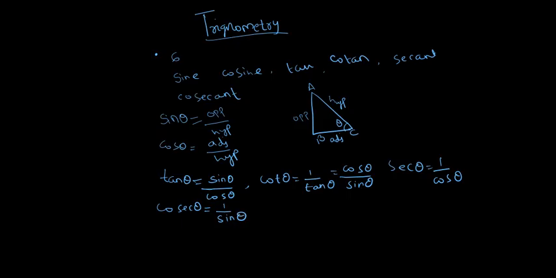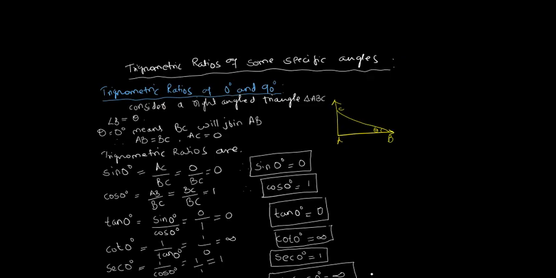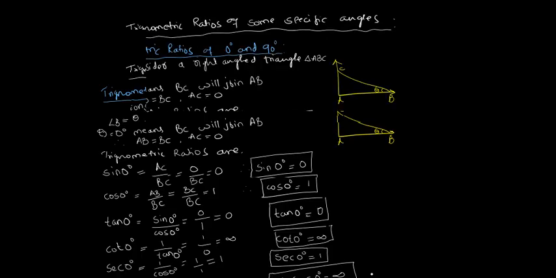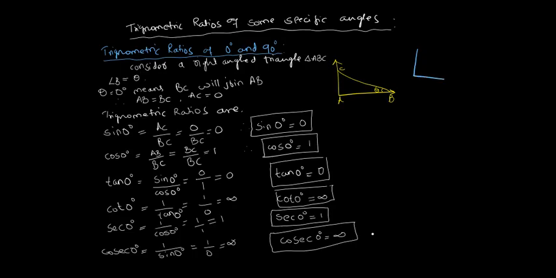Now today we will see trigonometric ratios of specific angles. Means here when we are having a right angle triangle, this will be 90 degree, and this angle we will define. So this angle may be 30 degree, 40 degree, 50 degree, so on we can have.